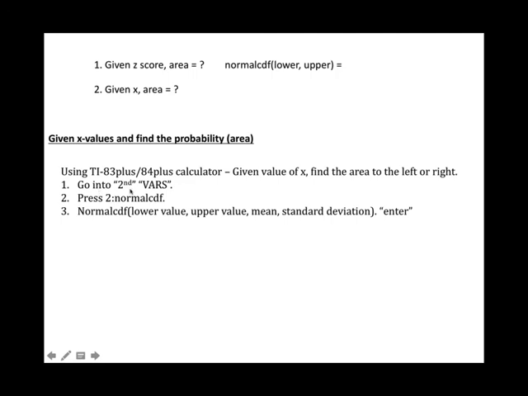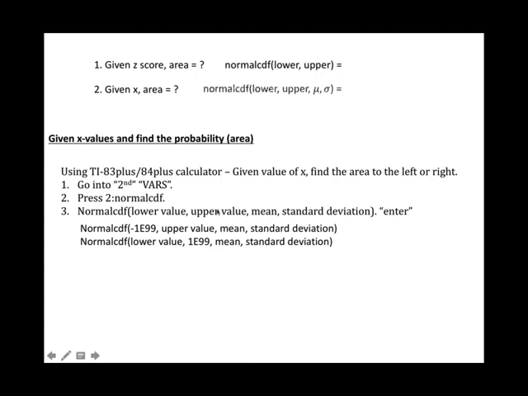Same idea, go into the second VARS, finding the normal CDF. The only difference from the z-score is that here you put in the lower value, upper value, and then you plug in the mean and also the standard deviation. Because when they give the x, this is a non-standard normal distribution, so we don't know the mean or the standard deviation. That's why you plug in lower, upper, the mean and the standard deviation.